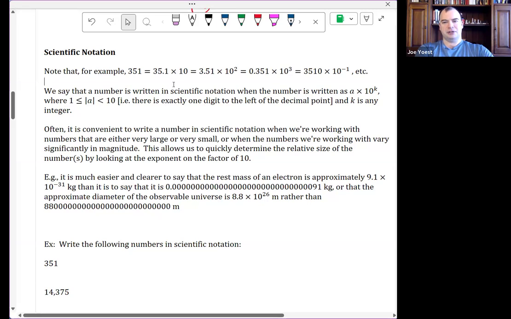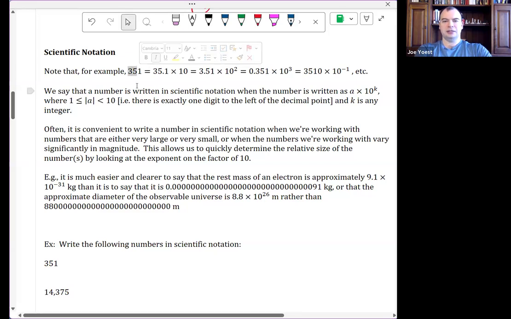What's the idea of scientific notation? Well, let's start with the definition. We say that a number is written in scientific notation when the number is written as a times 10 to the k power, where a is between 1 and 10 in absolute value. In other words, there's exactly one non-zero digit to the left of the decimal point, and k is an integer.